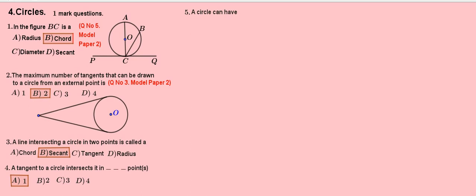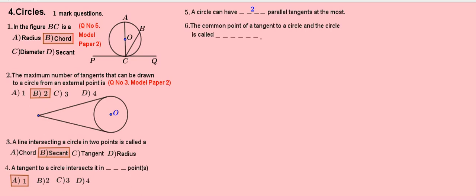Question number 5. A circle can have dash parallel tangents at the most, that is 2. Question 6. The common point of a tangent to a circle and the circle is called dash, point of contact. Question number 7.